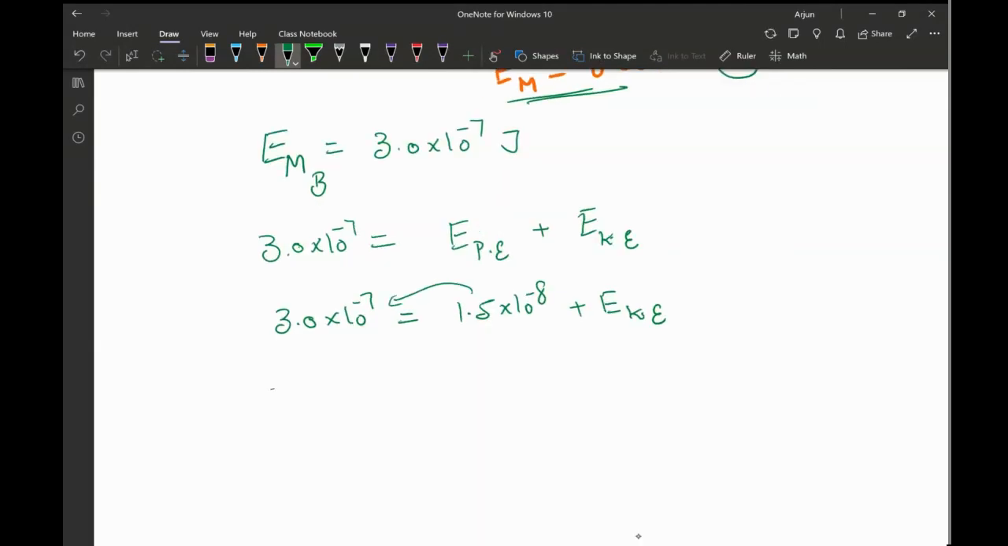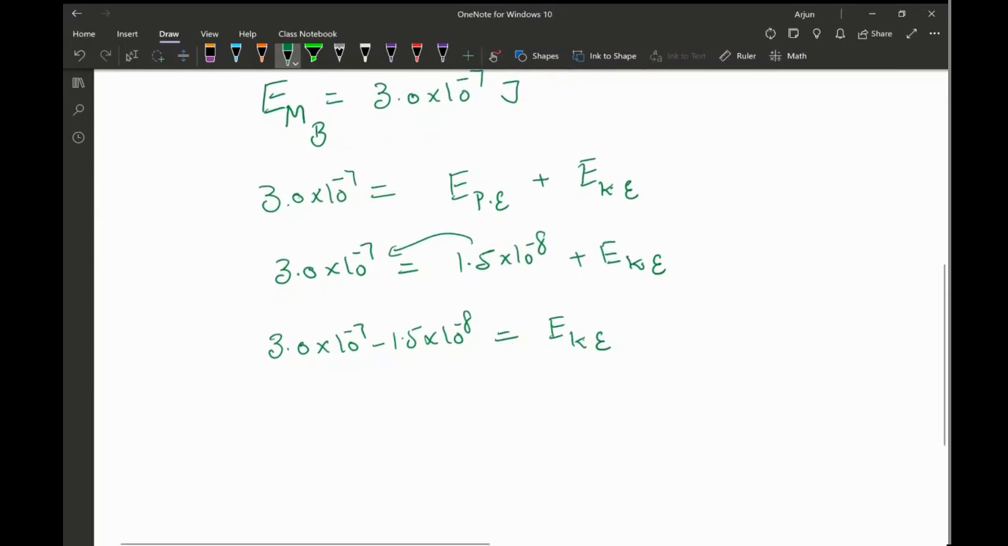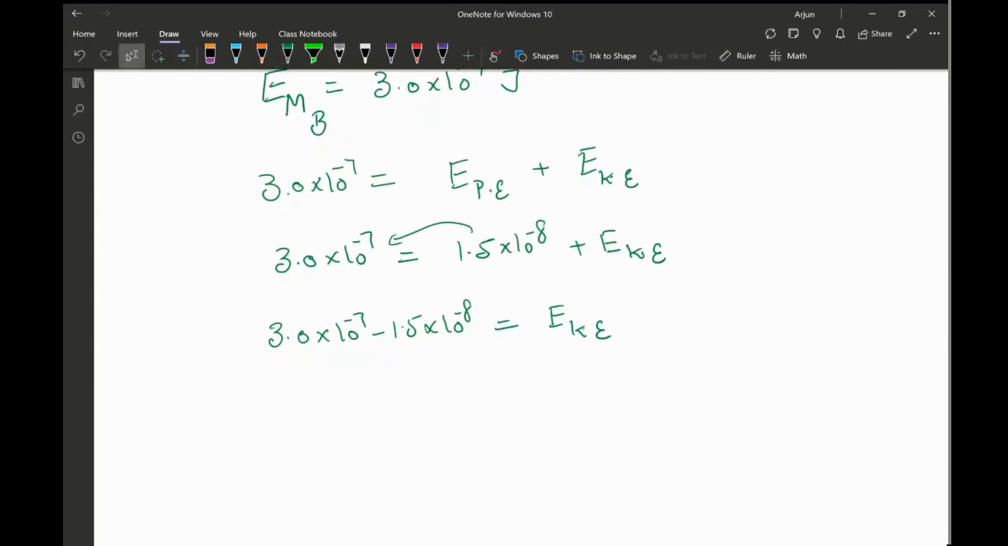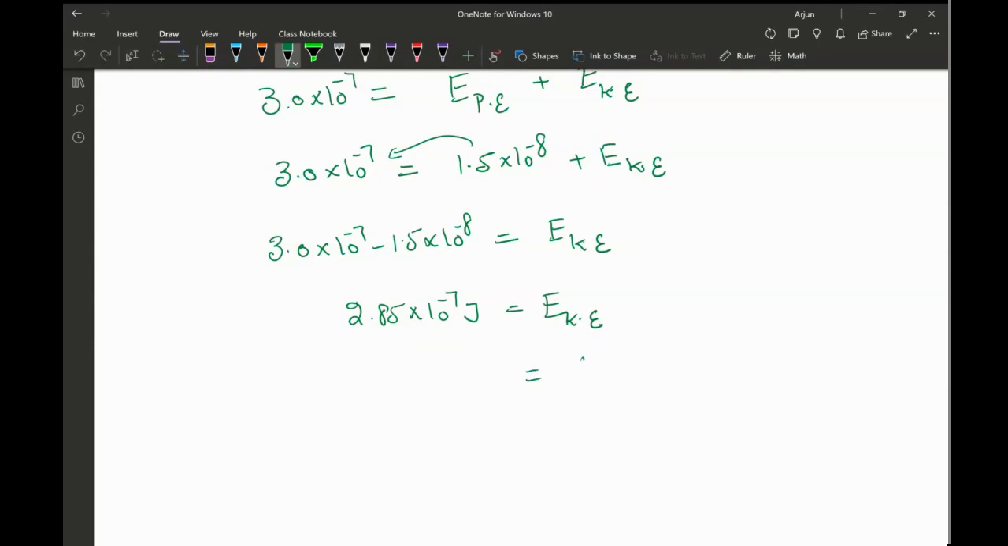So this is going to go on the other side. So 3.0 times 10 to the negative 7 minus 1.5 times 10 raised to the power negative 8 equal to EKE. And then once I subtract these two values, I'm going to get the value as 2.85 times 10 raised to the power negative 7 joules, which is equal to EKE. Now we figured out the kinetic energy, which is equal to half mv square also.